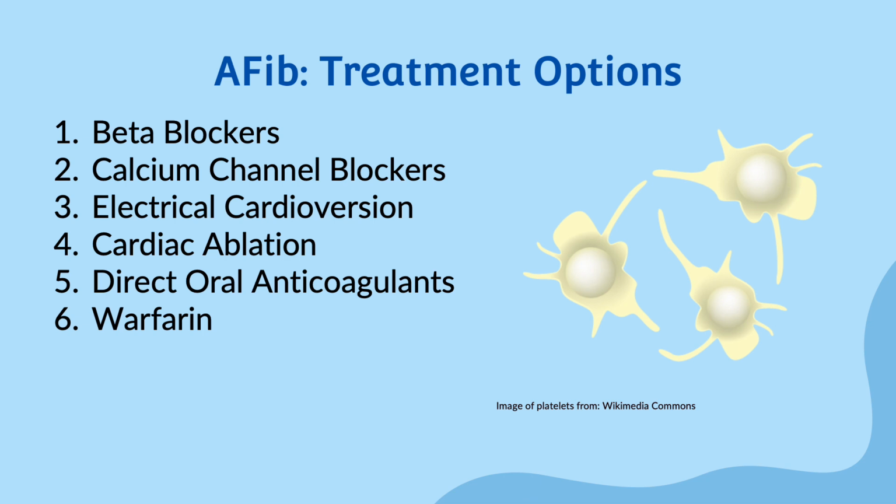In order to treat atrial fibrillation, several different approaches can be taken. These can include medications such as beta blockers and calcium channel blockers to control the heart's rate and rhythm, electrical cardioversion to restore normal heart rhythm, and even surgical procedures such as an ablation, which involves destroying small areas of heart tissue that may be responsible for the ectopic depolarization and the subsequent arrhythmia.